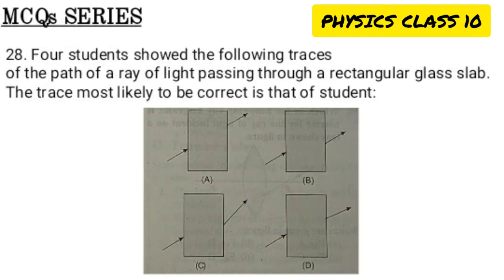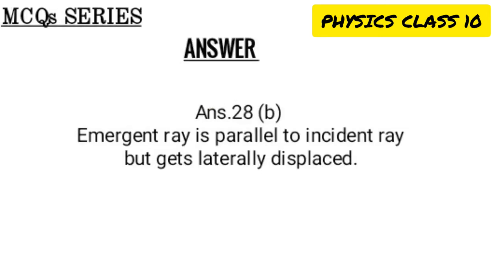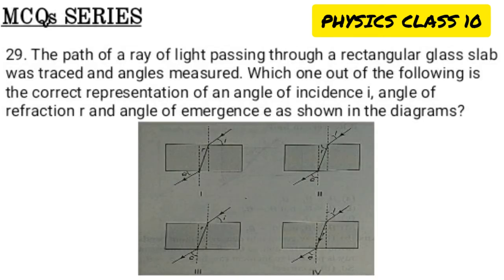Now question 28. Four students traced the path of a ray of light passing through a rectangular glass slab. The traces most likely to be correct are those of which student? See the options. And for this question, option B was correct.